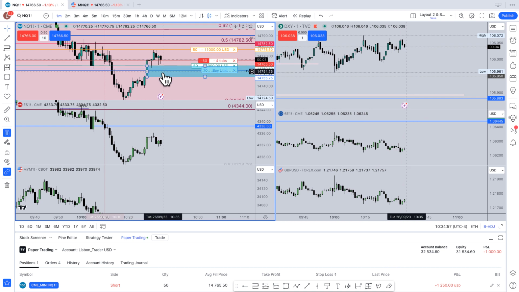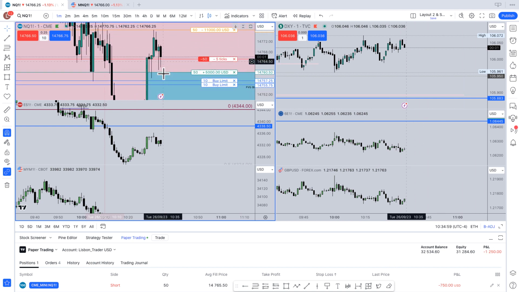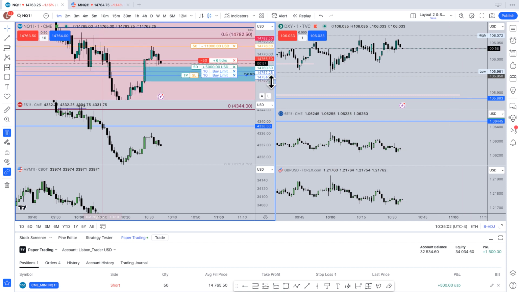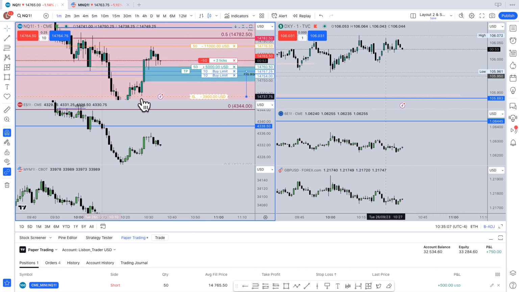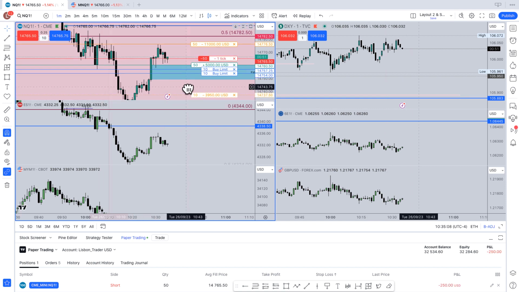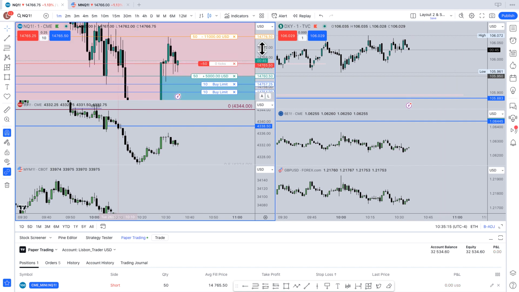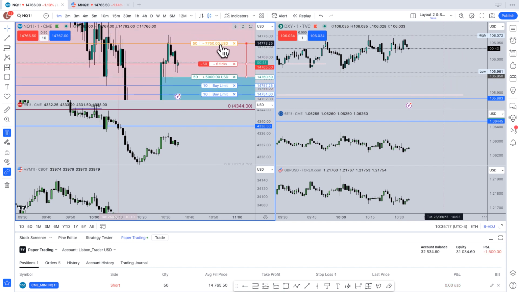So when it retraces, fills the gap partially or as a whole, stop loss goes below here, unless it just does want to skip that. Let's see what happens.